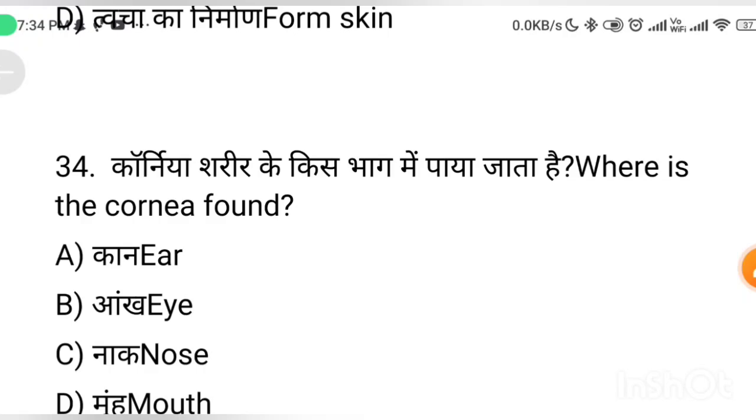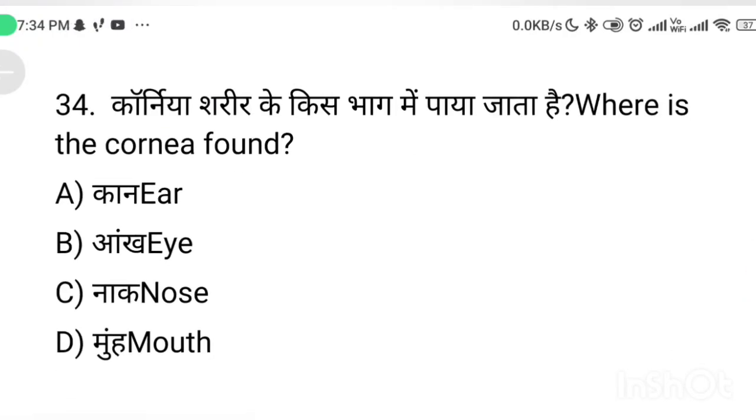Where is the cornea found? Option A, ear. Option B, eye. Option C, nose. Option D, mouth. Correct answer is option B, eyes.